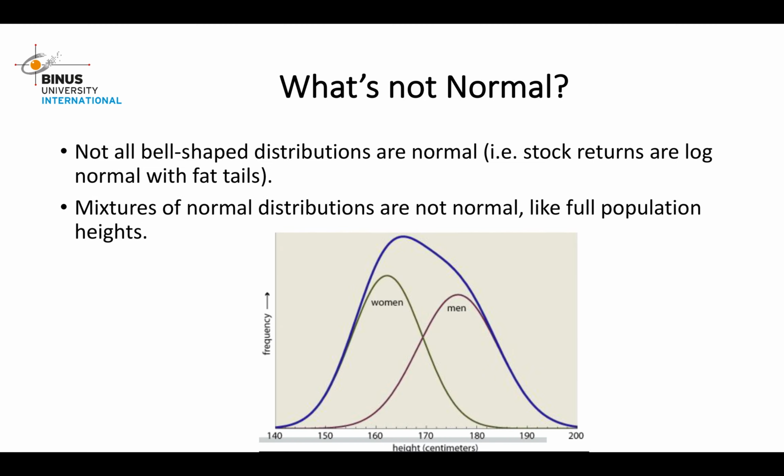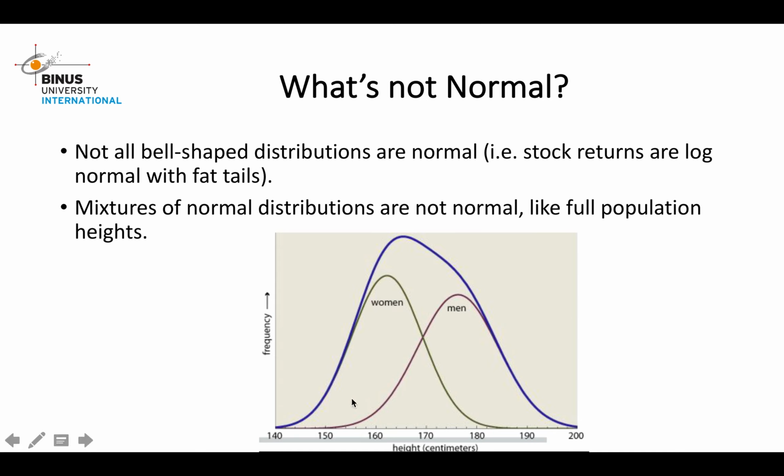What is not normal? Not all bell-shaped distributions are normal. For example, stock returns are log-normal with fat tails. Mixtures of normal distributions are not normal, like full populations of height.